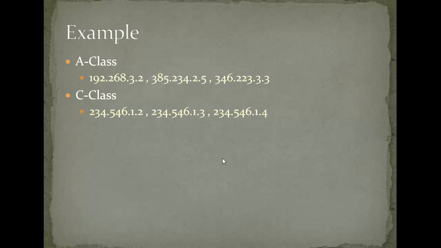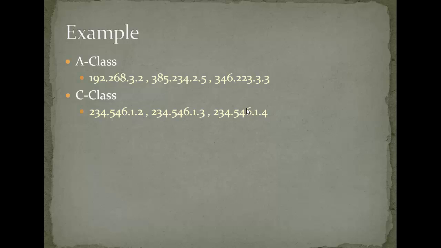An A-class example would be like the IP addresses that your websites would be hosted on. So 192.168.32, and then 385.234.25, and then this. As you can see, there's no possible way to link them together or see that they're related in some way or form. But with C-class IP addresses, everything will be the same except the last digit. So it'll be like 0.1, 0.2, 0.3, and then 0.4.